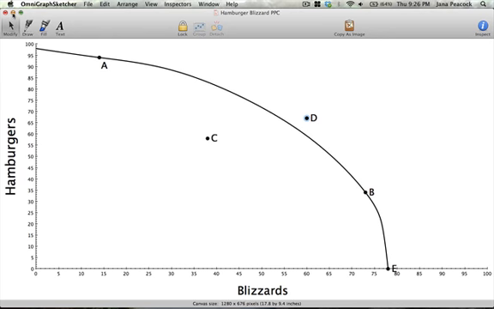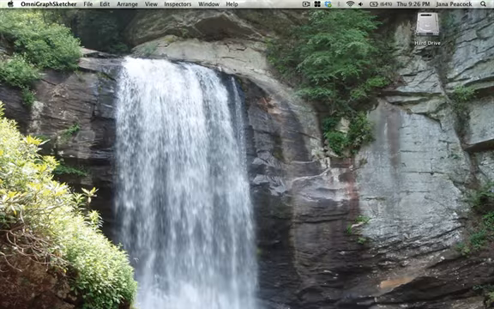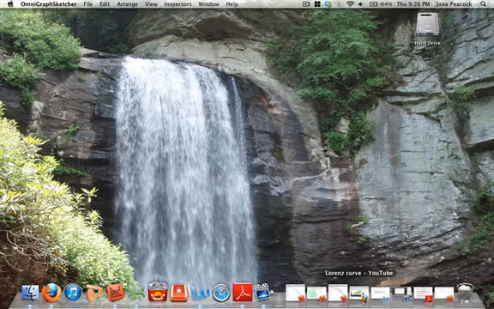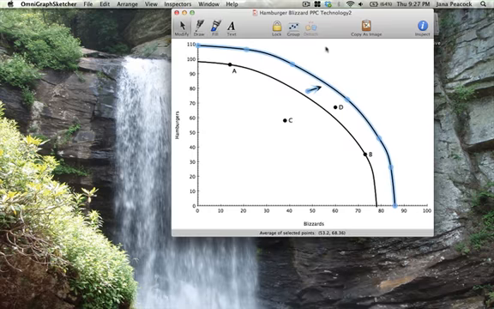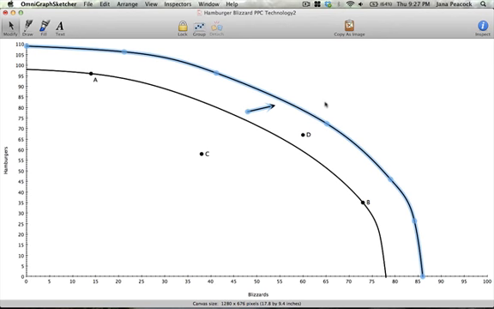There's one other change that you might want to know about a PPC, and that's a change in technology. If, for example, you got a better workflow and you rearranged your kitchen so you were more efficient, you could actually produce more goods in the same amount of time. So your PPC would grow and you would have a growth in your possible output. So now instead of making 98 hamburgers, you can make 109 hamburgers thanks to your new, more productive kitchen layout. You can make, instead of 78 blizzards, 86 blizzards.